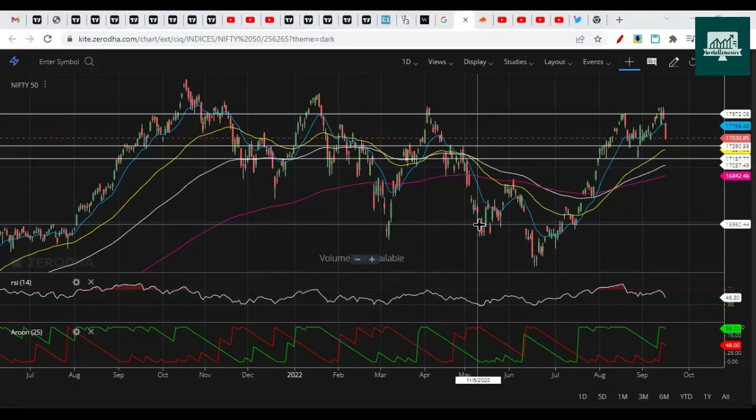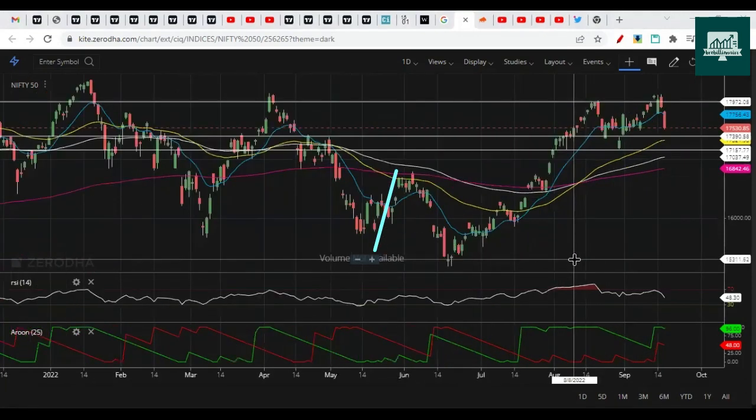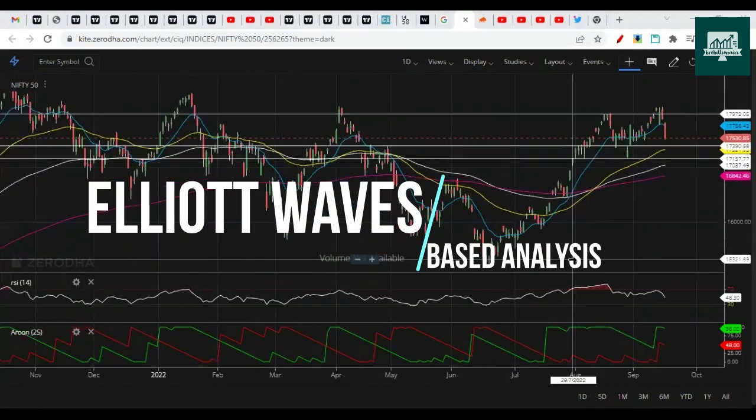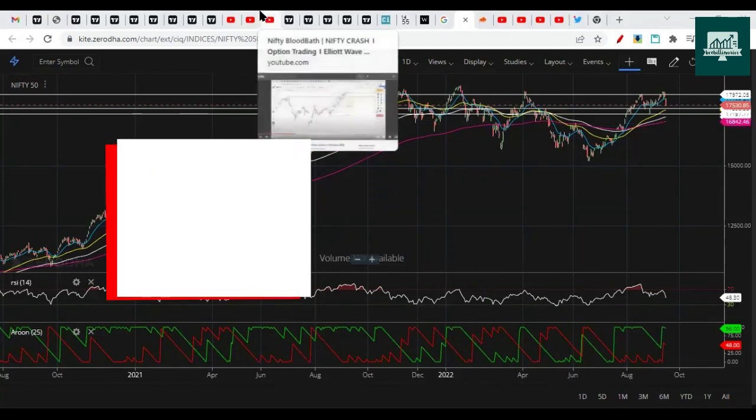Happy here, recording video on 17th of September 2022. We will do Nifty's analysis for the next whole week, and we'll also check levels for the next session or Monday session. We'll do the analysis based on price action and indicators. We'll check Elliott Wave, and then we'll check the option chain. So let's first check the previous week's analysis.